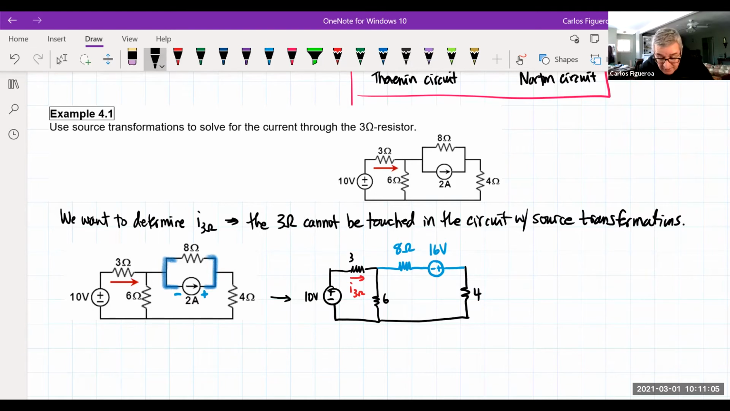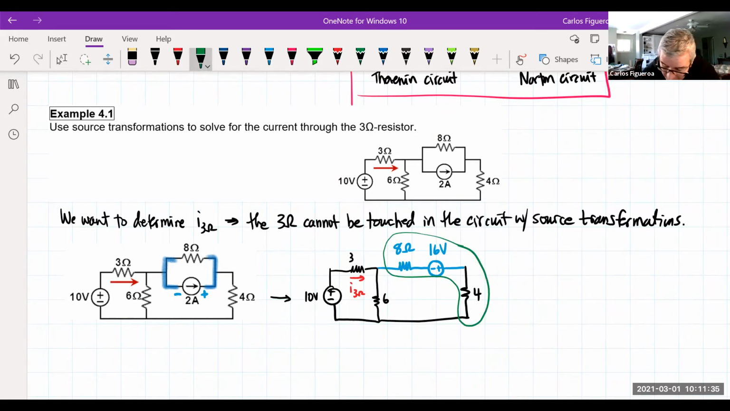You can now see here that I have an 8 and a 4 that are in series here. So now I really have what? I have 8 and 4, which is 12. So I've got 12 and 16. Now I'm going to do another source transformation. And my source transformation is going to involve which one? Actually, it's going to involve this guy right here.